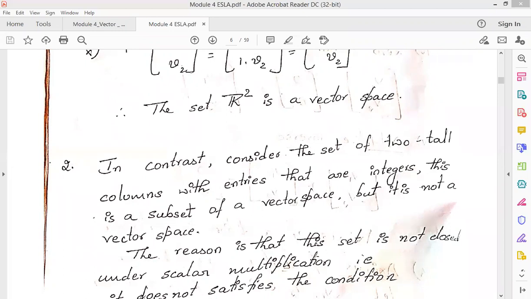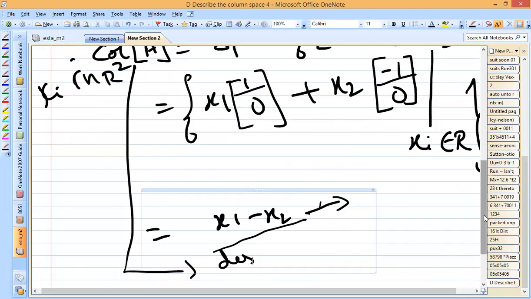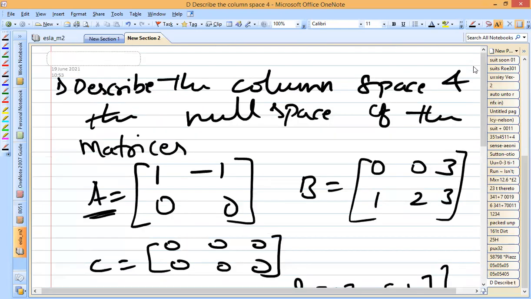Ma'am, we are not able to see the notes. Please share. Excuse me, ma'am. Okay, just a minute. I'll just share it. I'll just repeat this. Can you see now? Yes, ma'am.